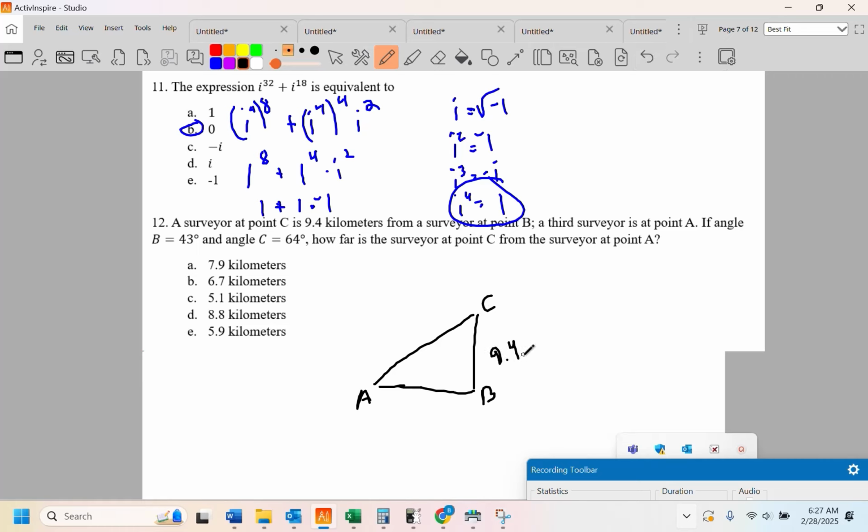A third surveyor is at point A. If angle B is 43 degrees and angle C is 64 degrees, how far is the surveyor at point C from the surveyor at point A? So you are well aware that there's 180 degrees in a triangle. So the measure of angle A is going to be 180 minus 64 minus 43. 107. 73.